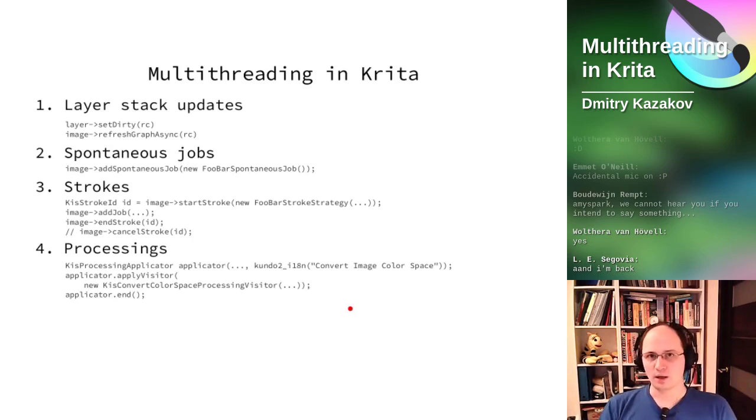We use it for flatten image, for merge down operation, for image transformation. For example, when we need to rotate or mirror the image, we should apply the transformation on every layer, on every frame of every layer. We can just create a visitor that rotates a single paint device by 90 degrees, and then instruct the applicator to apply it to every frame of every layer.